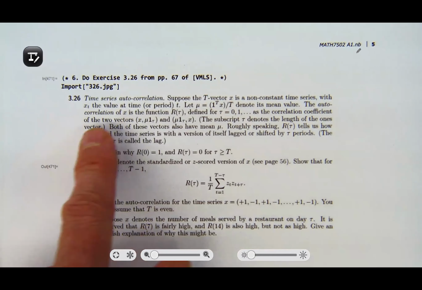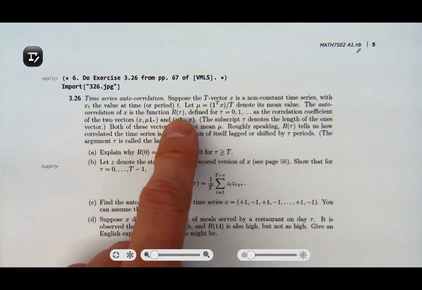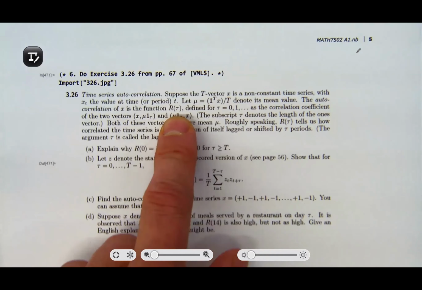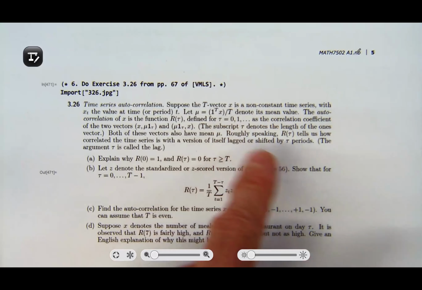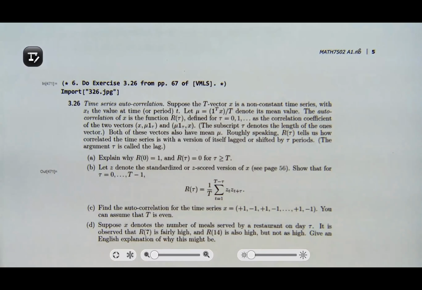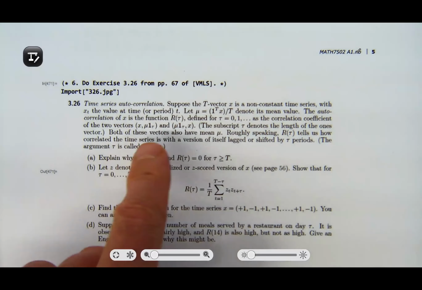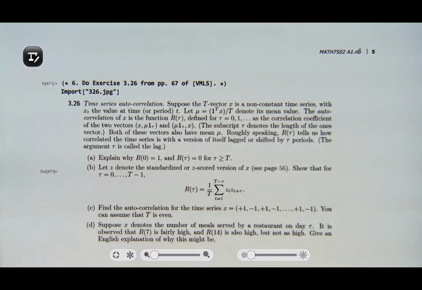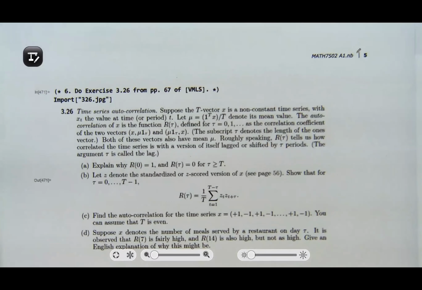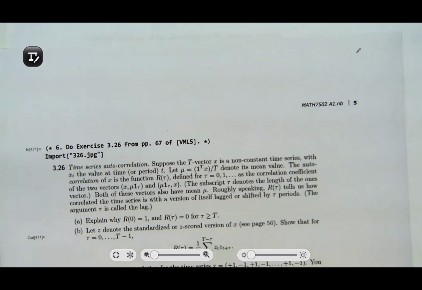So the autocorrelation of x is the function r of tau, defined for tau equals 0, 1, and so on, as the correlation coefficient of the two vectors. Okay, so I'll stop there and point out that, me not being a statistician, I'm not totally familiar with those terms, so I had to look them up. But what I should have done is looked up within this book itself, because they may be different than you were expecting. So have a peek at my next page.